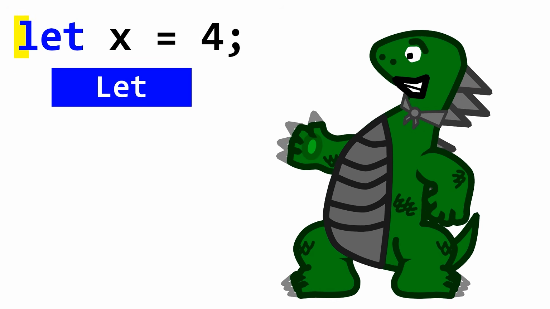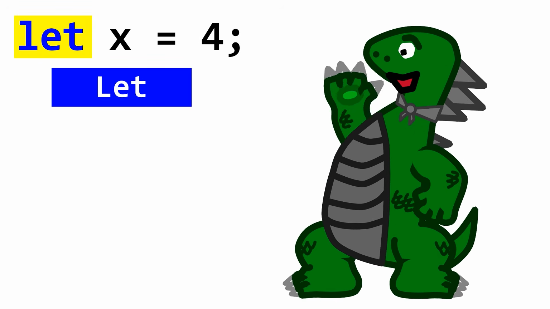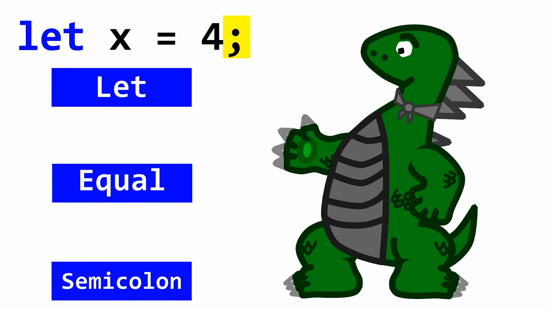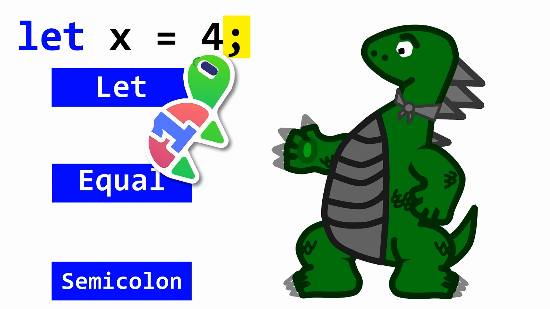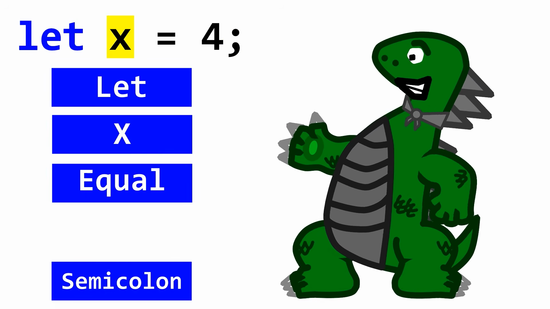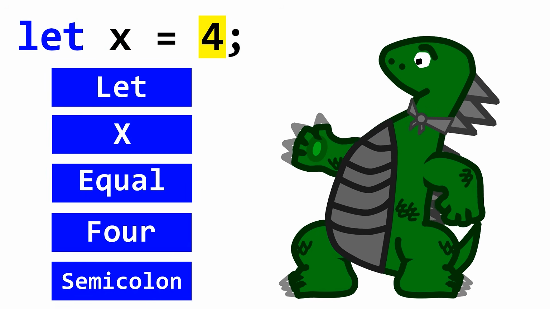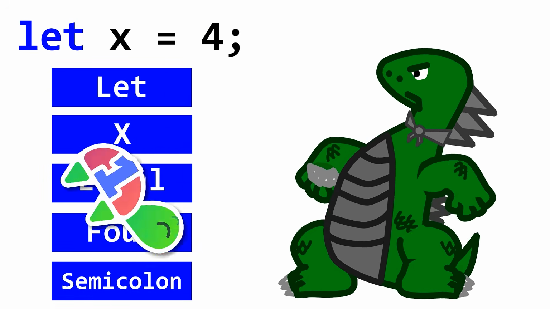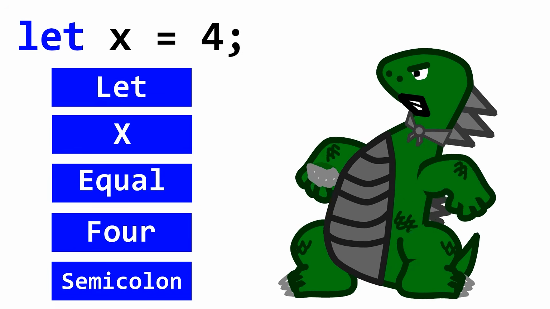So let looks like a token, and I'm pretty sure the equal sign is too, and I think the semicolon's a token as well. Yeah, that's right. Now, what about the X and the 4? That's easy. There's an X token, and there's a 4 token. Creaturey, that's completely wrong! What? Huh? But there's an X and a 4, what are they?